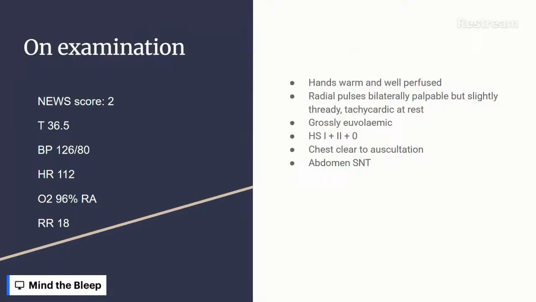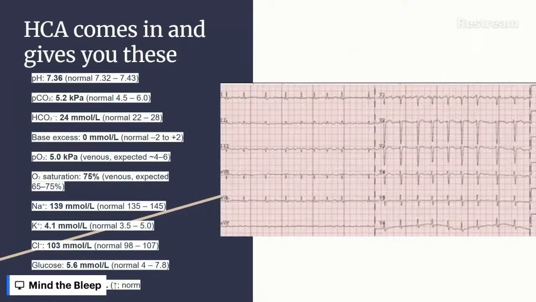You're doing your general cardiorespiratory exam when you're clerking someone in A&E. Hands feel fine. Radial pulses, you can feel them both, but they're maybe a little bit thready, and she's a bit tachycardic. Doesn't seem particularly dry or overloaded. You can hear the heart sounds, the chest is clear, and the abdomen is soft and non-tender. You can't feel any pulsatile masses.